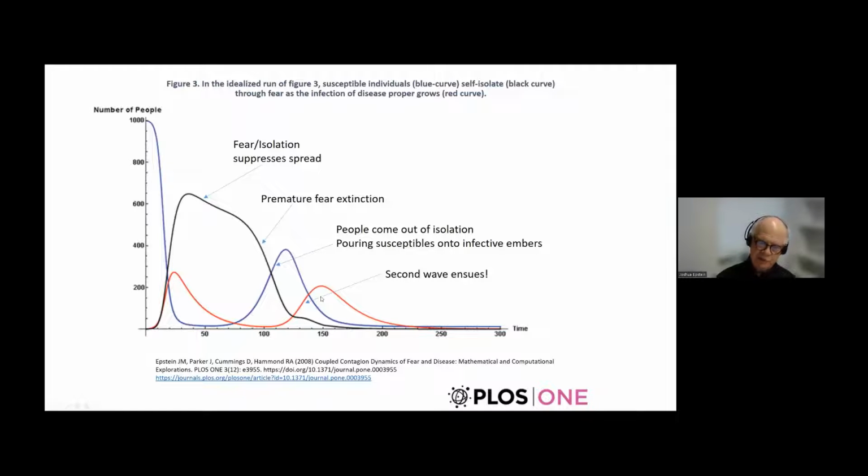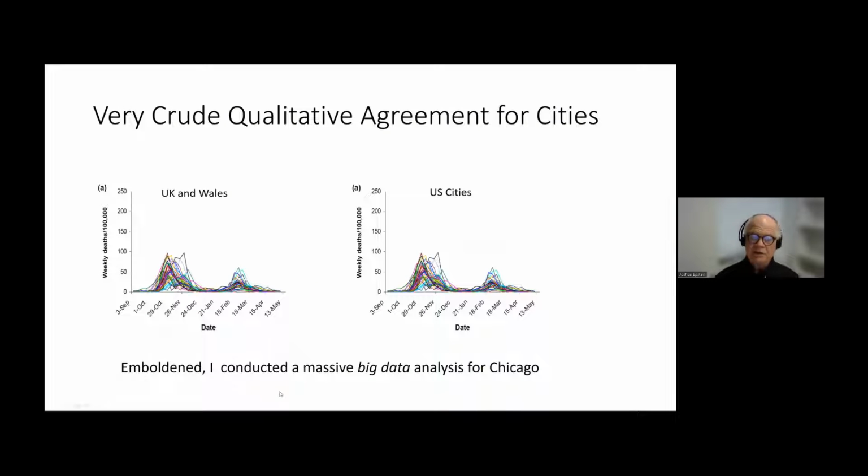This pours new susceptibles onto the remaining embers. You don't need a lot of infecteds, you just need a few. Then you pour fuel on them and the thing blows up. So it's really the susceptibles that are driving everything, and you get this second wave. Again, not possible in the classical model. And here's one simple way to arrange that. What we saw in 1918 was, for all the cities in the UK and Wales and all the US cities, we had these two waves.